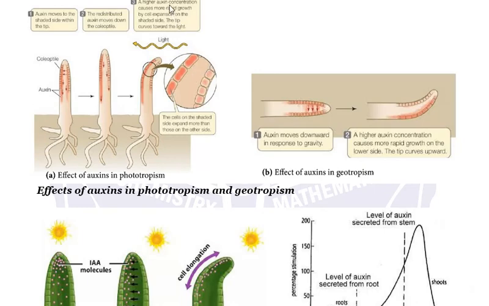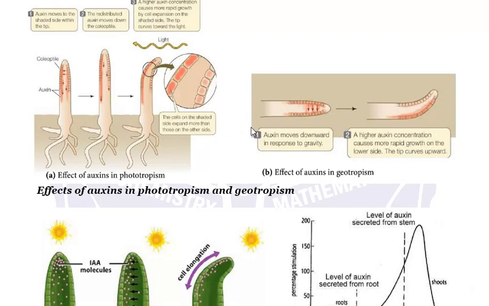So as you can see, a high concentration of auxin causes more rapid growth by cell expansion on the shaded side. The tip curves towards the light. Because there is light on this side, the illumination causes the bending of the tip, and the bending is because the cells on the shaded side expand more than those on the other side. Why? It is because these cells on the shaded side receive a higher amount of auxin as compared to the cells on the light side.